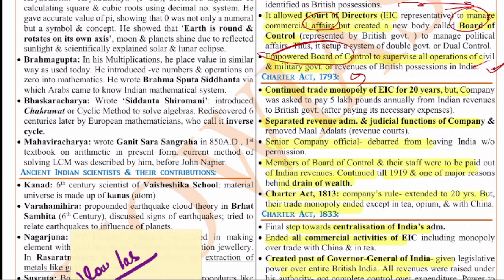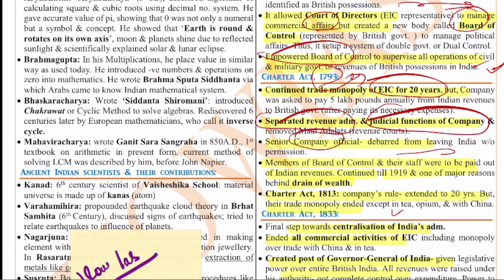This 1793 Charter Act continued the trade monopoly of the East India Company for another 20 years. As we all know, from 1813 onwards, the monopoly was ended. But even then, after 1813, the company had a monopoly over tea and opium. But later on in 1833, this entire monopoly was ended. This 1793 Charter Act also separated the revenue administration and judicial functions of the company. The senior company officials were debarred from leaving India without permission. The members of the Board of Control and their staff were to be paid out of Indian revenues.